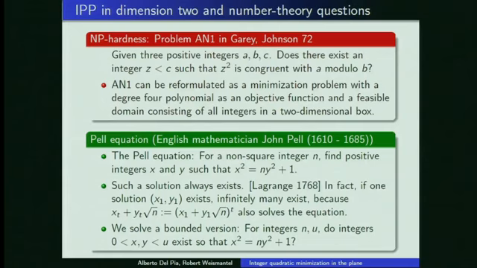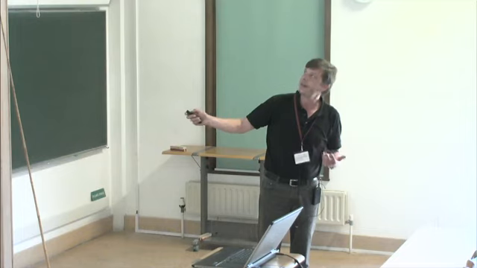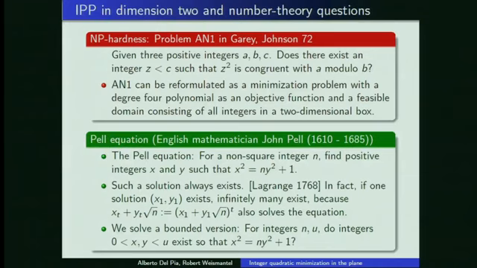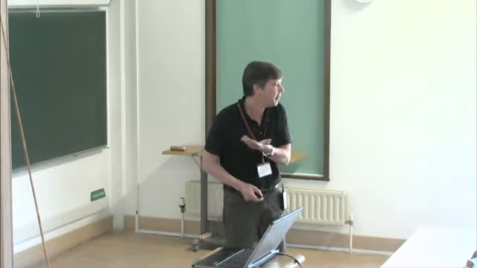So the first one is this problem N1, which you can find in Garey and Johnson, which is of the following flavor. Given three positive integers a, b, and c, does there exist an integer z smaller than c with the property that z squared is congruent to a modulo b? So that's a number theory type question. And this indeed you can turn into an optimization problem of a degree 4 polynomial over the integer points in a box. And this is, in fact, the proof why this problem is already NP hard.